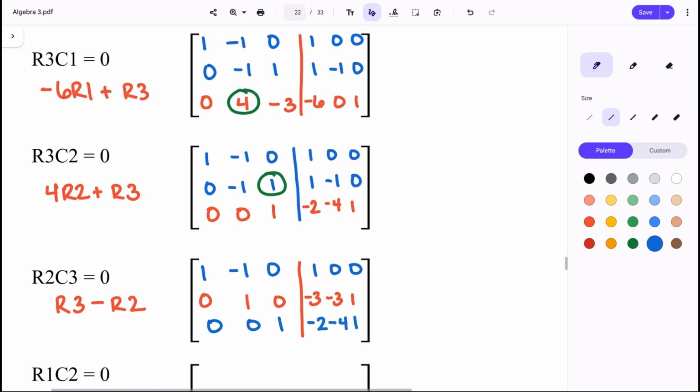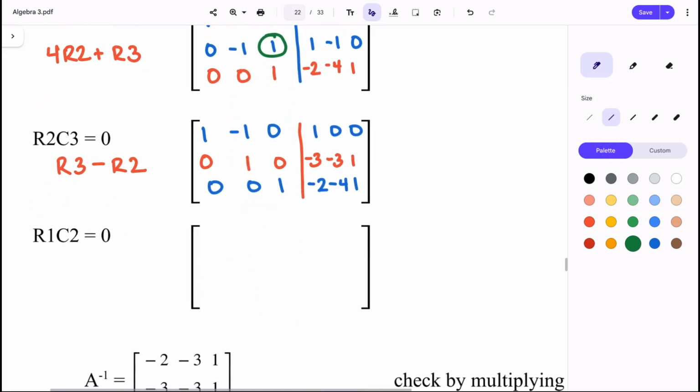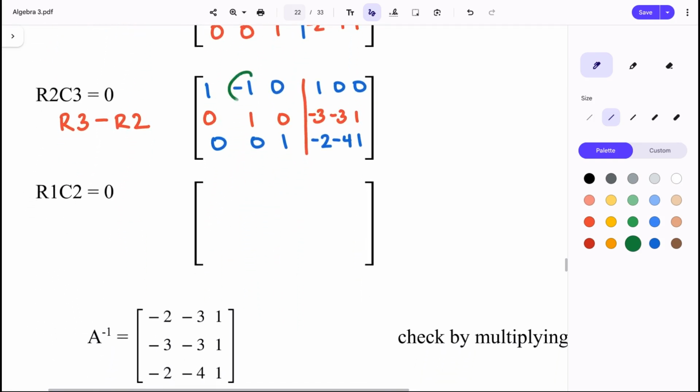Okay, so we are almost done. The last thing that I see an issue with is this term here. I want that to be a 0. So what can I do?